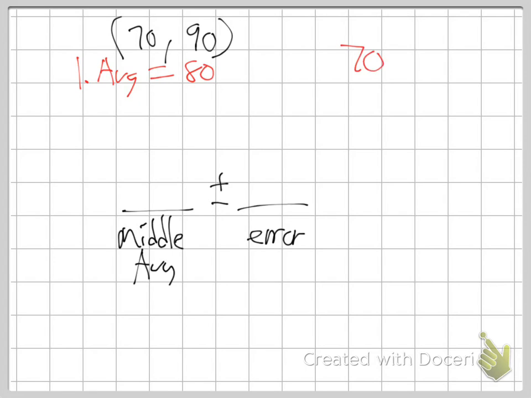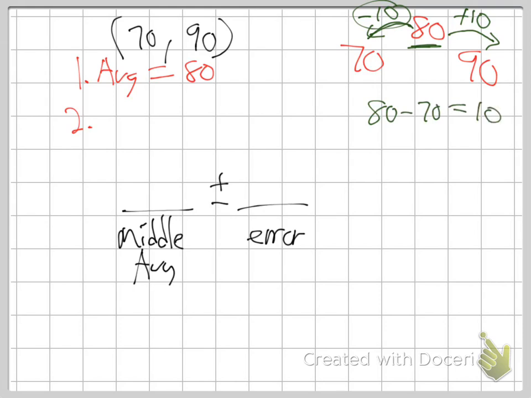So if you have 70 and 90 and 80's in the middle, then step 2, you're basically saying 80 subtract what and add what to get 90. 80 subtract what? If you're at 80, what do you have to subtract to get 70? 10. You got to go back 10. And what do you got to add to get 90? You got to add 10. How do we find that 10? Well, we just know 80 minus 70 is 10.